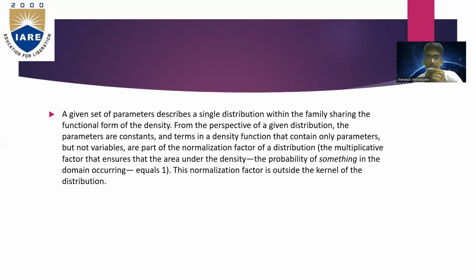The parameters are constant, and terms in the density function that contain only parameters, but not variables, are part of the normalization factor of the distribution, the multiplicative factor that ensures the area under the density, the probability of something in the domain occurring, equals 1. The normalization factor is outside the kernel of the distribution. So it tells us that a given set of parameters describes a single distribution within the family sharing the functional form of the density. From the perspective of a given distribution, the parameters are constant, and terms in a density function that contain only parameters but not variables are part of the normalization factor of the distribution, the multiplicative factor that ensures the area under the density, the probability of something in the domain occurring, equals 1. The normalization factor is outside the kernel of the distribution.